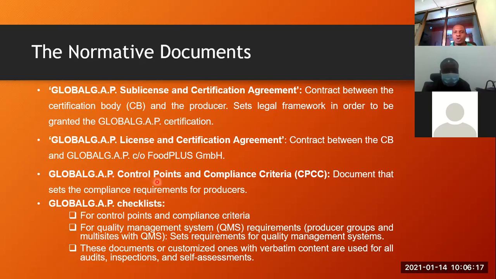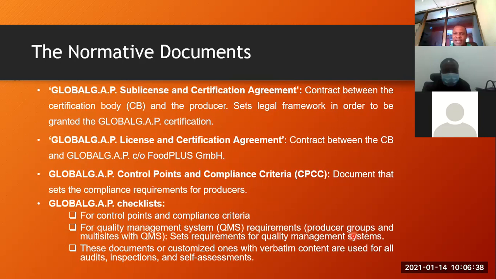Then the GlobalGAP control point and compliance criteria. This is the document which sets the compliance requirements for producers, and it is considered a normative document. Later on, we will look in detail at this control point and compliance criteria document.